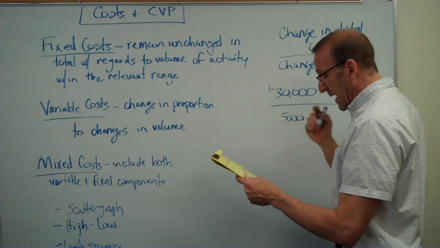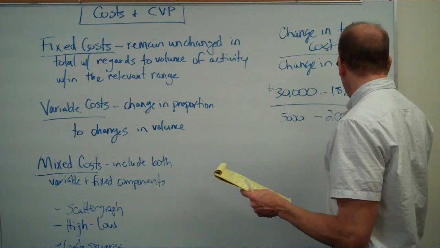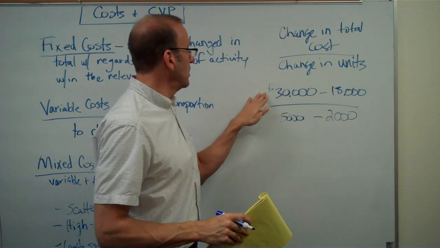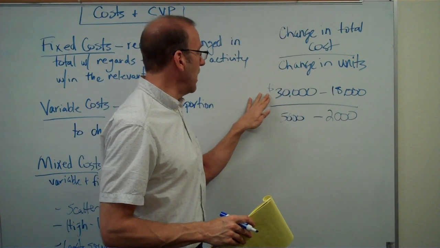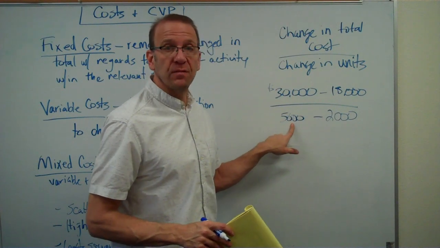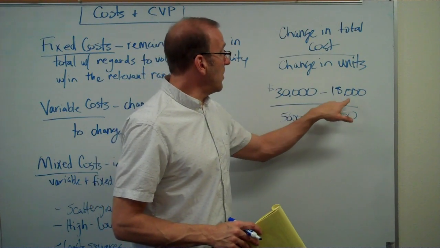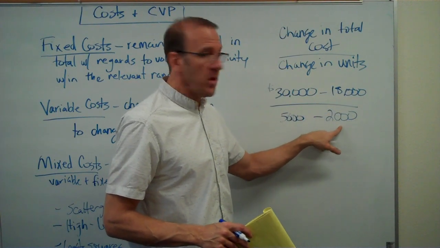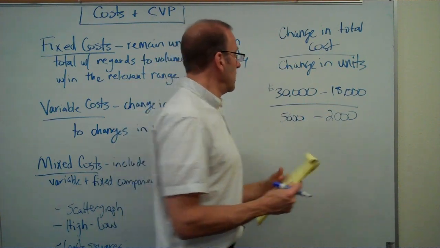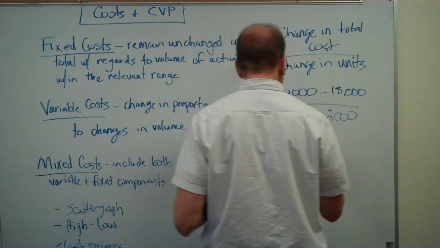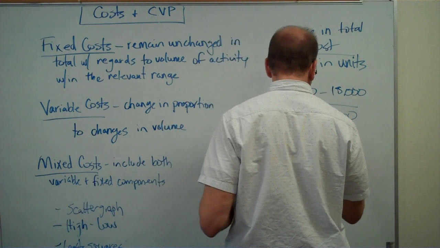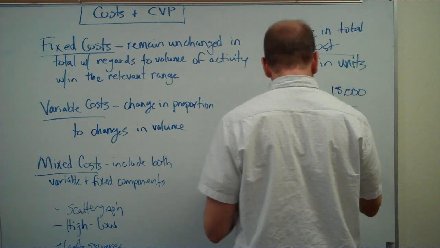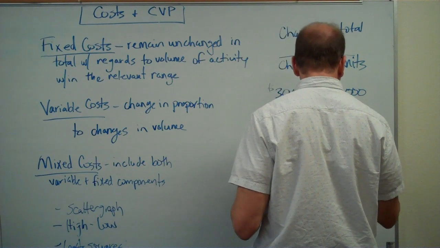$18,000. And let's say that our units were only 2,000 units that month. So we had $30,000 worth of expense in one month, and we produced 5,000 units. In another month, our lowest month, we had $18,000 of cost, and we only produced 2,000 units. So now we just solve for this. We get 12,000 divided by 3,000, which gets us $4.